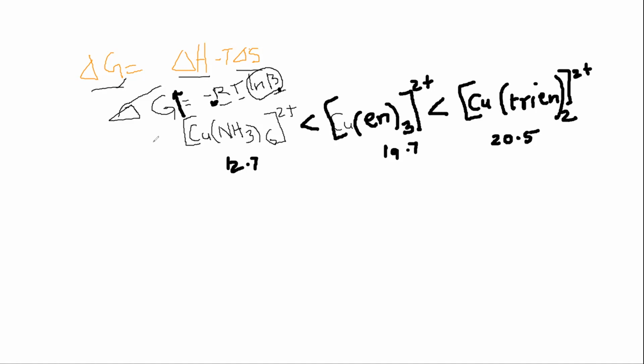If delta G is minus, then only it is said to be spontaneous. Delta G will be minus automatically if log beta increases. Therefore, we can say that as log beta increases, delta S also increases. This is also one of the parameters. Thus, as the chelation, that is the formation of rings, increases, the stability increases because there is an increase in entropy during formation.